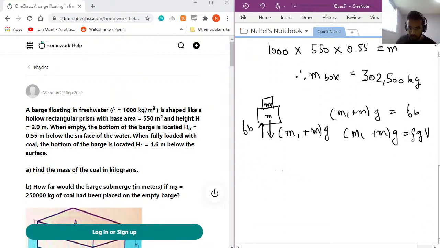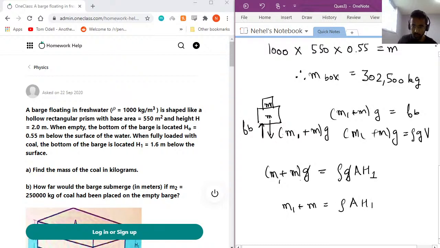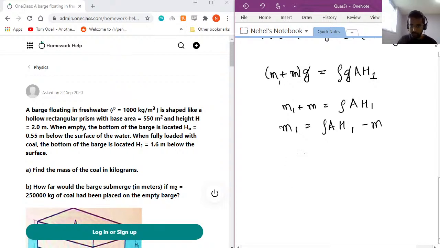Okay, now continuing from there, M1 plus M times G. We know that the volume is nothing but the area times the height of the water which we have displaced. In this case, this height is equal to h1, which is given in the question. The two g's cancel out, so we're left with M1 plus M is equal to rho times area times h1, and we can solve for M1 by taking the difference between these two quantities.